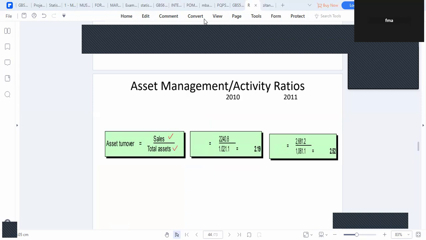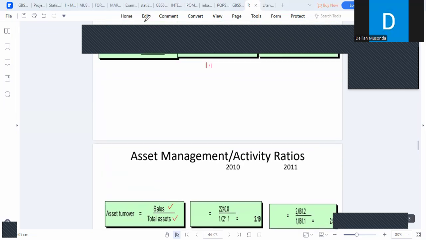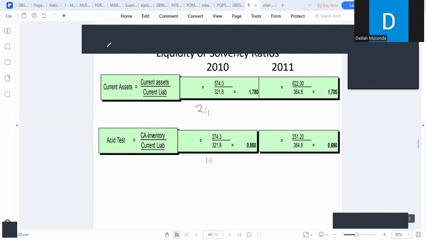Sorry, kindly just go through the acid test ratio. My network skipped. The acid test ratio is simply the current assets minus the stock. It's the same formula, except that here we're simply removing what? We're removing the inventory altogether. Yes. So we subtract.